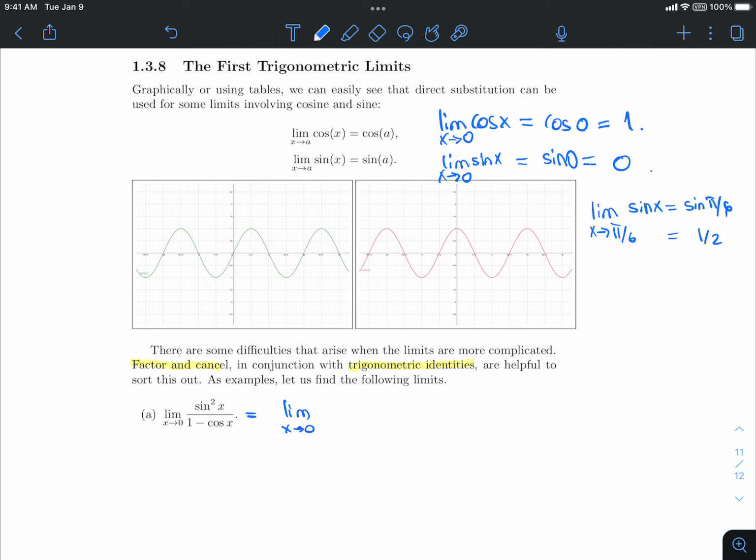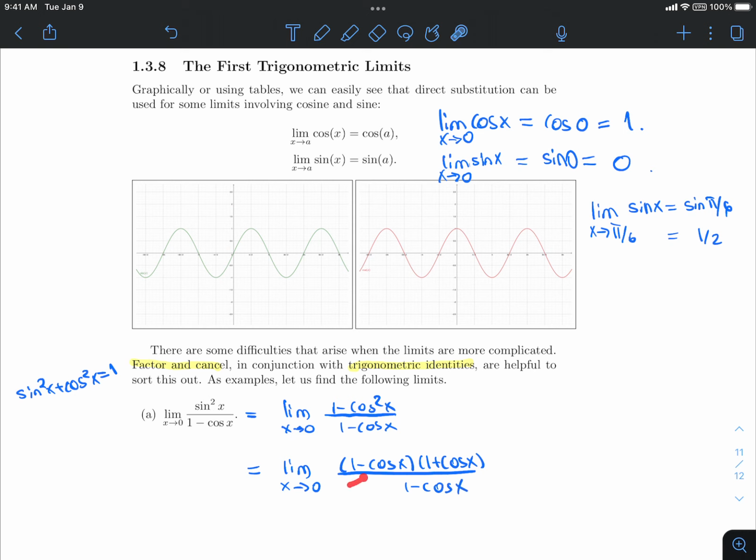So if you recall that sine squared x plus cosine squared x equals 1, you're going to be able to replace that sine squared on the top of this fraction by 1 minus cosine squared x. And now you're going to use the difference of squares to factor out the top, a plus b times a minus b, right? A squared minus b squared. Your a being 1, your b being cosine x. So 1 minus cosine x, 1 plus cosine x, over 1 minus cosine x.